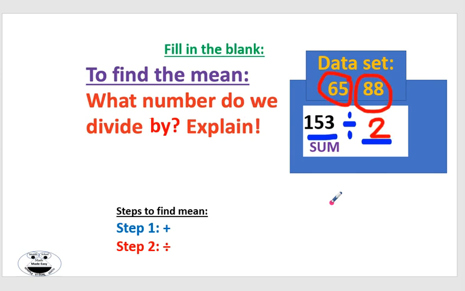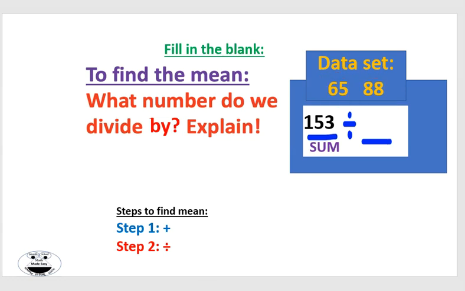So I'm not actually going to figure out the mean. I just wanted to point out what number do we divide by. That you have to understand we are going to divide by a different number every time, depending on how many numbers there are in the data set. Here there are 2 numbers in the data set, so we divide it by 2. Why did we divide by 5 in the first problem? Because there were 5 numbers. Okay, let's look at another example of what to divide by.